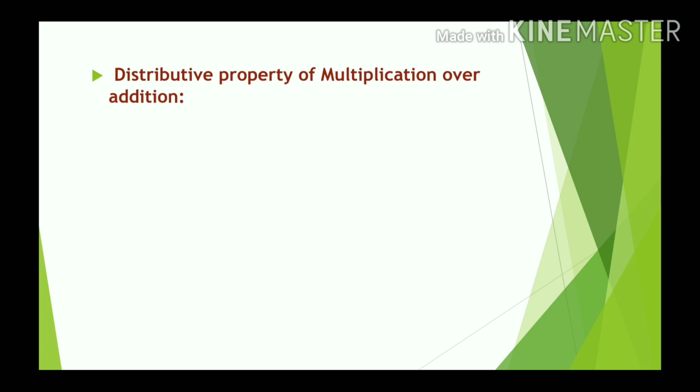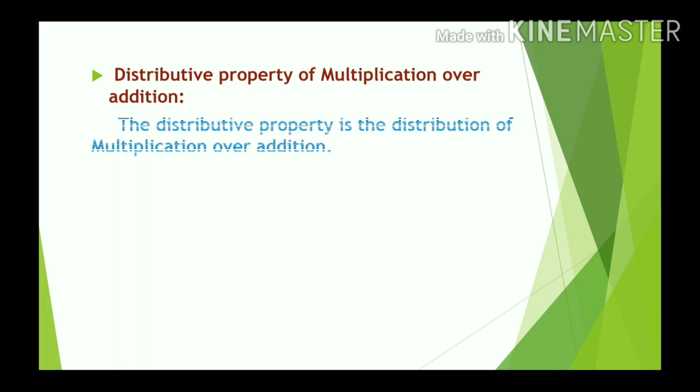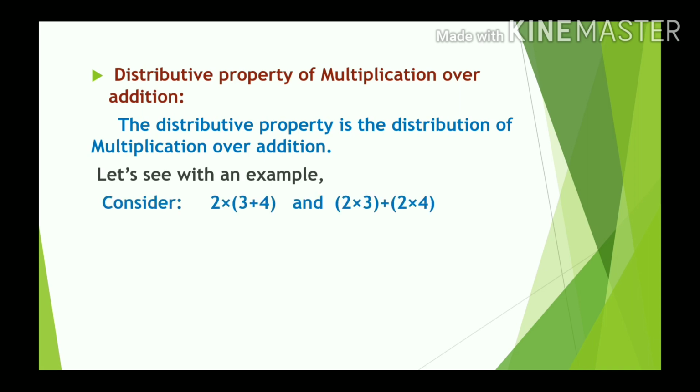Now the last property is the distributive property of multiplication over addition. So the distributive property is the distribution of multiplication over addition. Let's see with an example. Consider 2 multiply 3 plus 4 and 2 multiply 3 plus 2 multiply 4. We have 2 multiply 3 plus 4. So first we'll solve the bracket one, which is 3 plus 4, we get 7. Now multiply 7 into 2.